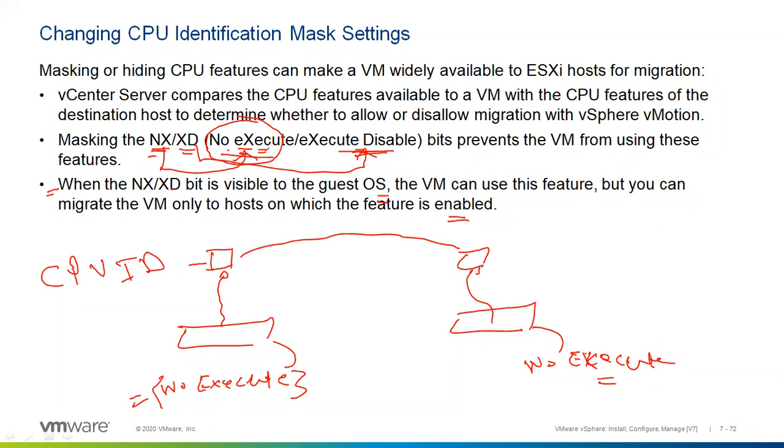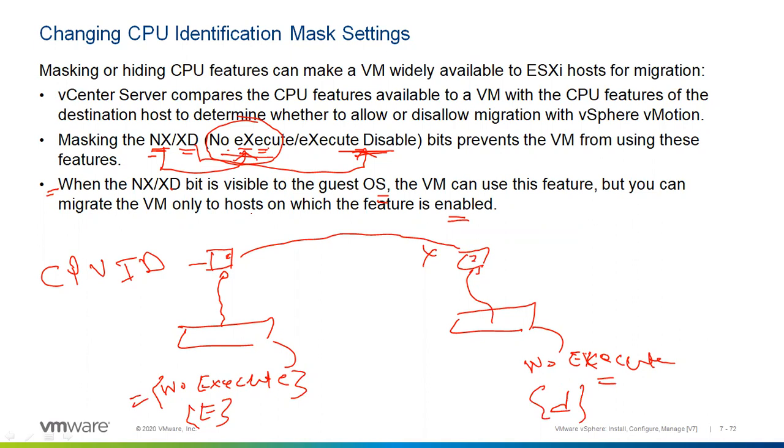Take another case where no execute is enabled here, but not enabled here. When I trigger the vMotion this time, it will not happen because of a CPU masking configuration mismatch. Got it? Are we clear? Yes, sir. But if there is no execute on both hosts, the VM will be migrated. If it is enabled on one host and not on the other, there is a mismatch and the VM will not migrate.